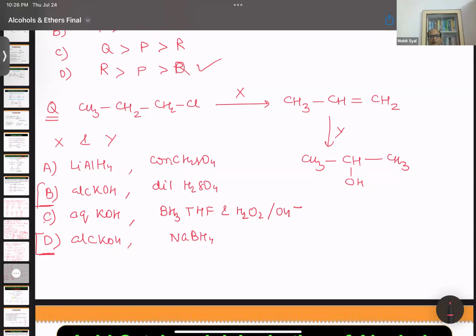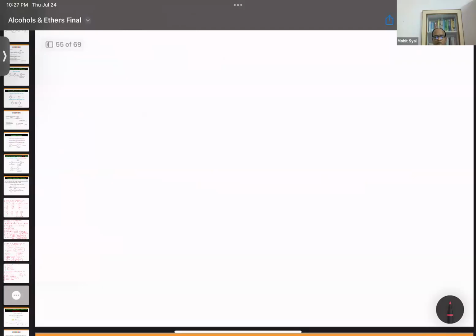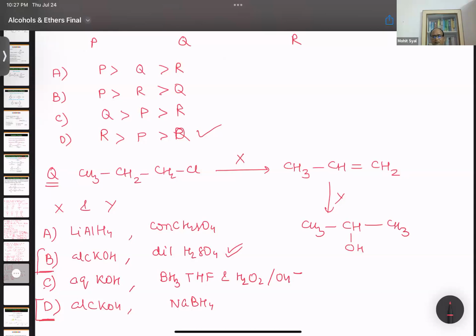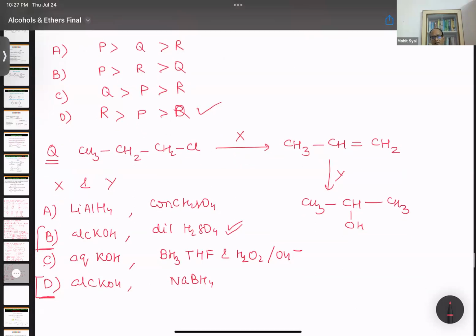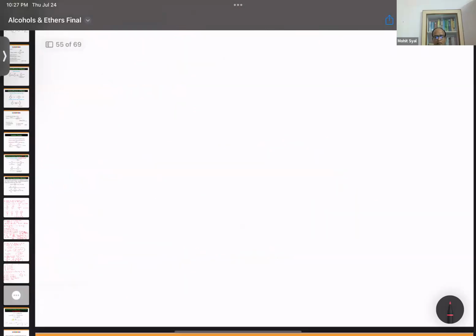Yeah, Ibrahim. So alcoholic KOH followed by dilute H2SO4. Yes, right. So this is the Markovnikov addition of water, because you have H outside and OH inside, right? Is that clear, Ibrahim? Jasleen, is it visible now? I hope I have clarified doubts of both of you. Let's move on to the next question.